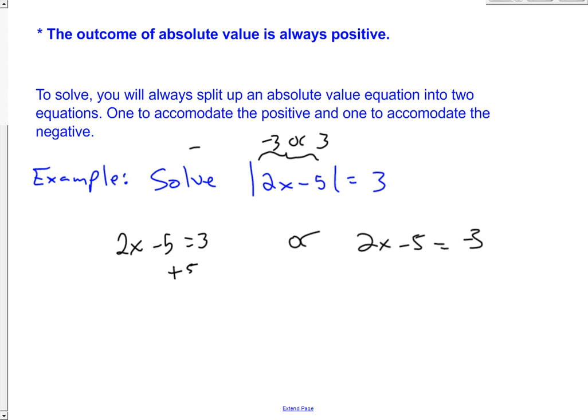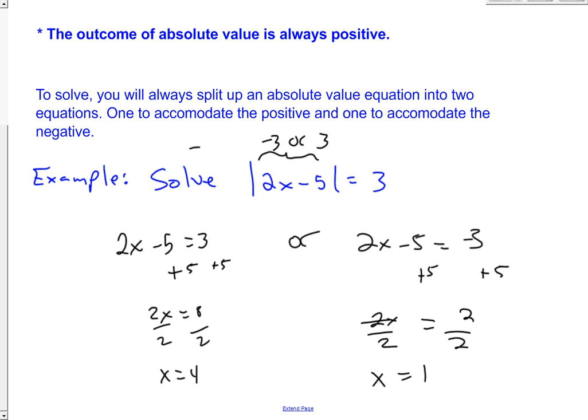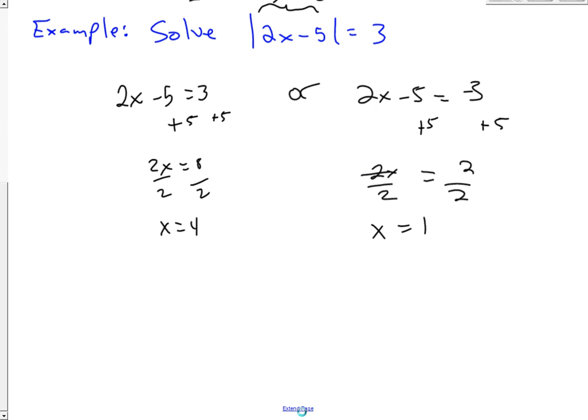So add 5 to both sides. I will get 2x equals 8, and then I divide by 2 to get x equals 4. When I go to solve over here, I am going to add 5 to both sides. I will get 2x equals 2, and then I divide by 2 to get x equals 1. So I have two possible answers, x equals 4 or x equals 1.